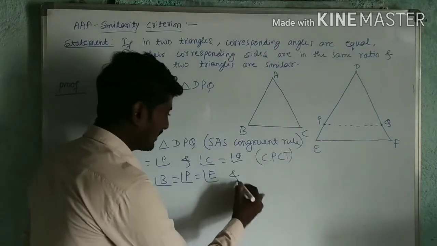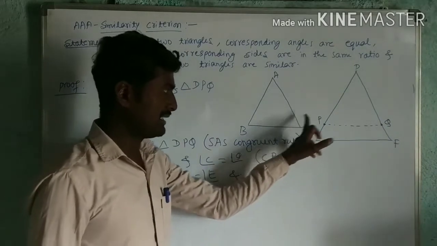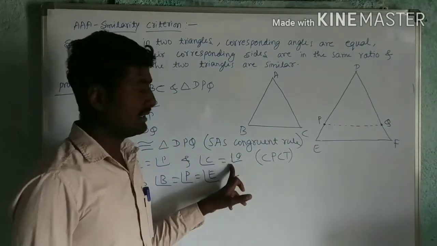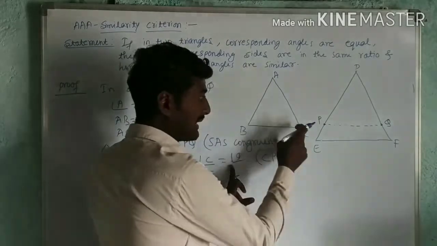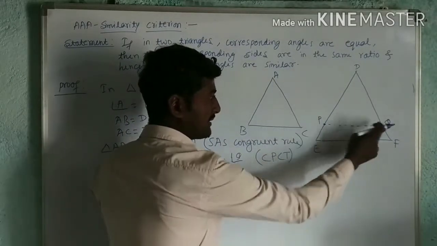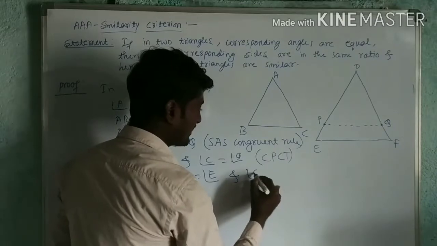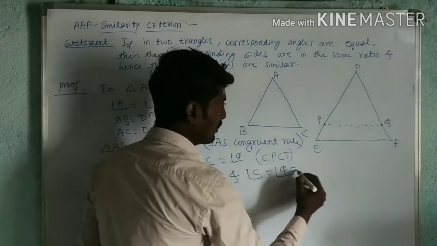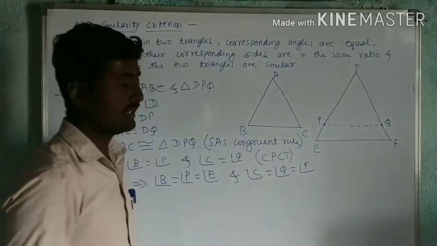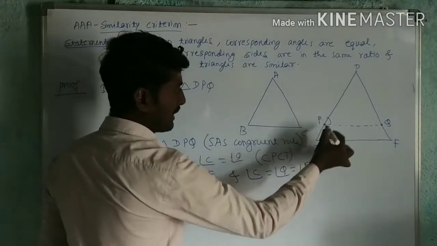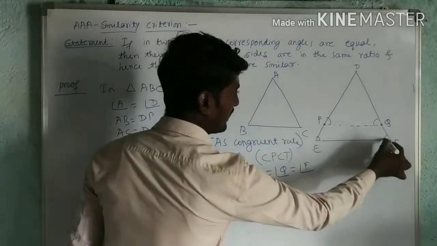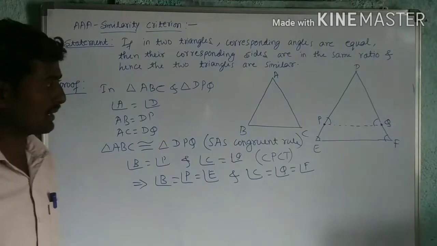And similarly here also, angle C is equal to angle Q. They have given that angle C is equal to angle F. Again these three angles are equal: angle C is equal to angle Q is equal to angle F. Now these two angles are equal.